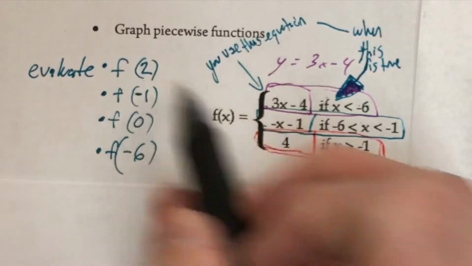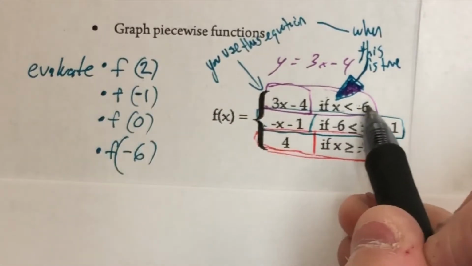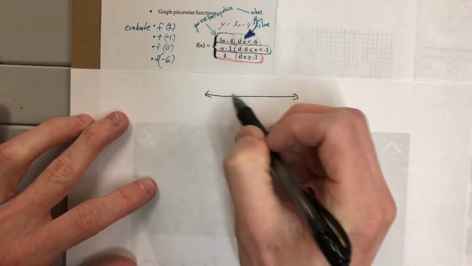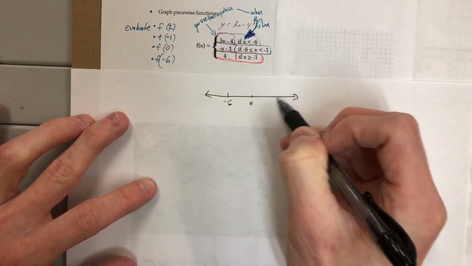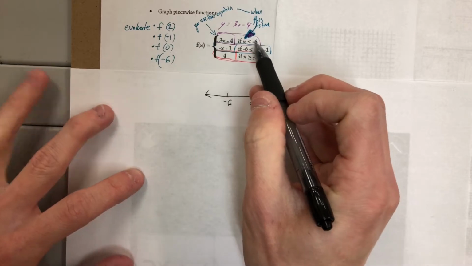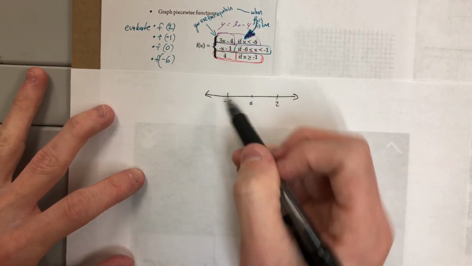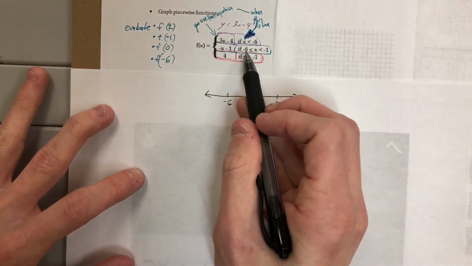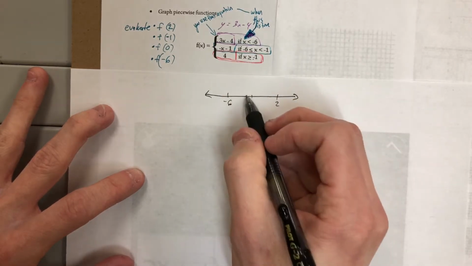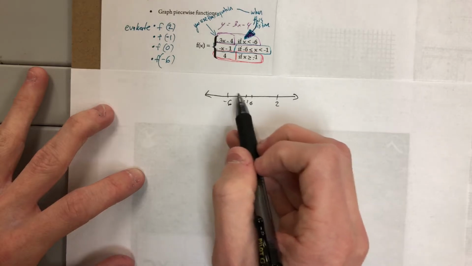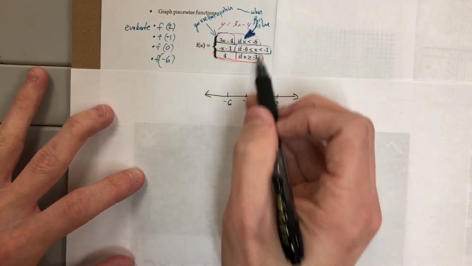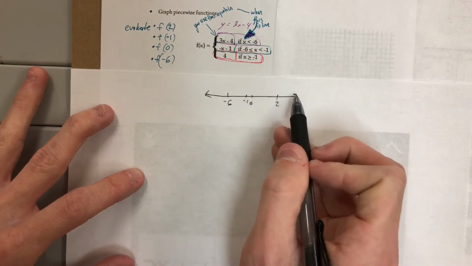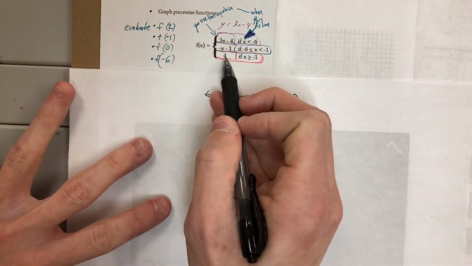Okay, so 2 is not going to be less than negative 6. If you want to, you can do a number line here. We have negative 6 and 0, and we have 2. So less than negative 6 would be that way, so it's not that one. Negative 6 and negative 1? Well, there's negative 1. 2 is not there, so it's not this one. If x is greater than or equal to negative 1, well, that's everything this way. And it's definitely going to be this one.